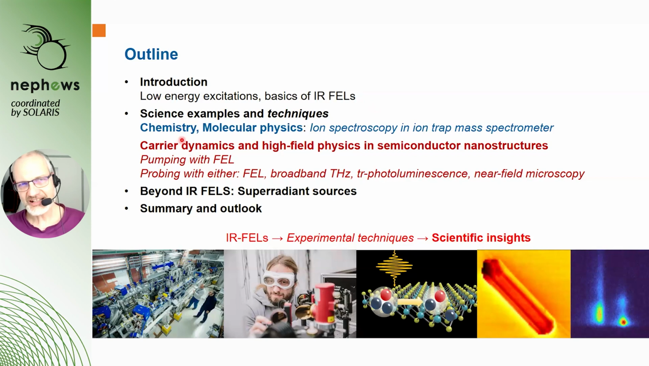Then we will have one example from chemistry or molecular physics where ion mass spectroscopy is used with a free electron laser that is in a macropulse mode. And then we will stay mostly with examples done here at Helmholtz-Zentrum Dresden-Rossendorf, at the Felbe facility. And there will be examples where we use a free electron laser for pumping the samples and then use various probe techniques to see what's happening.